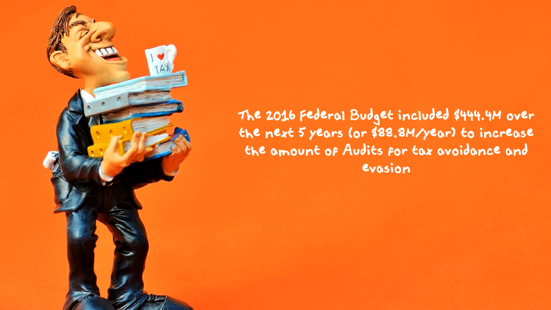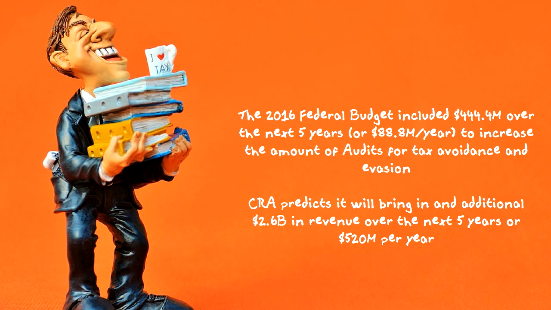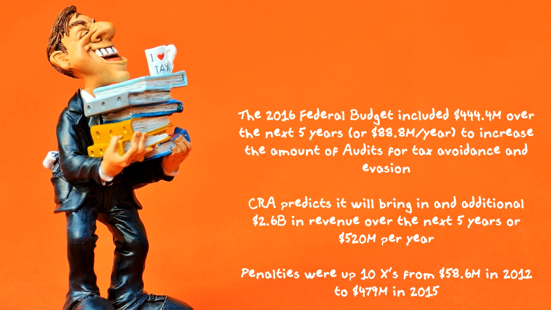So here's some facts for you. The 2016 federal budget included $444 million over the next 5 years to increase the amount for audits and tax avoidance evasion. The CRA predicts this will bring in an additional $2.6 billion in revenue over the next 5 years, or basically $520 million per year. Now here's the kicker. Penalties were up tenfold from $58.6 million in 2012 to $479 million in 2015. So the government is coming hard for people and going after them.